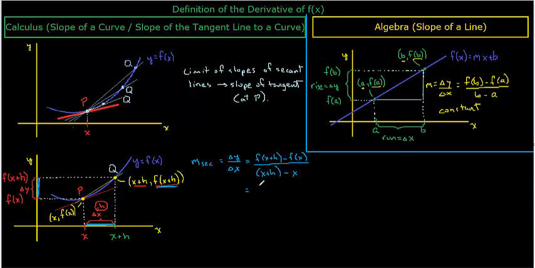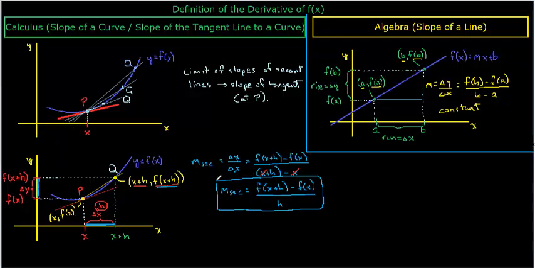Okay, this can be slightly simplified, where the numerator is still the same, f of x plus h minus f of x. And then if you notice, the x's cancel. x plus h minus x. So these x's cancel, and we're left with h. This is our slope of the secant line from P to Q.